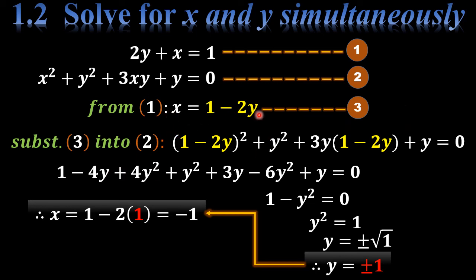Because x is already the subject of the formula. But you can substitute this one anywhere, whether in 1, 2, 3. But why complicate an uncomplicated equation? The uncomplicated equation is the one that we are having here, because x is already the subject of the formula.